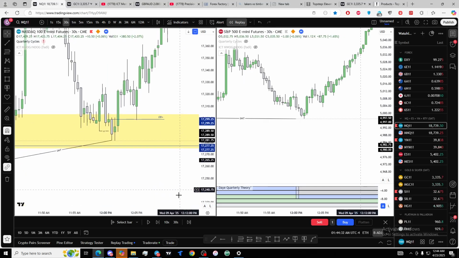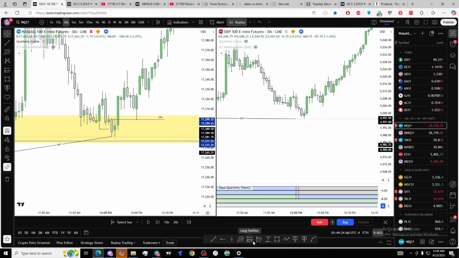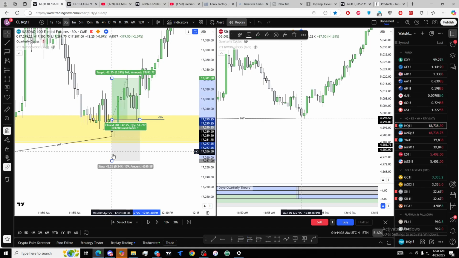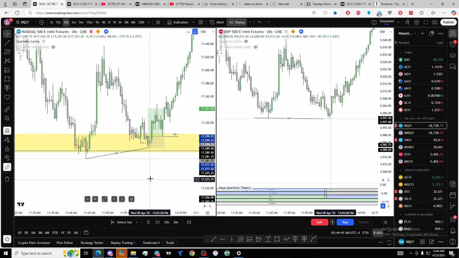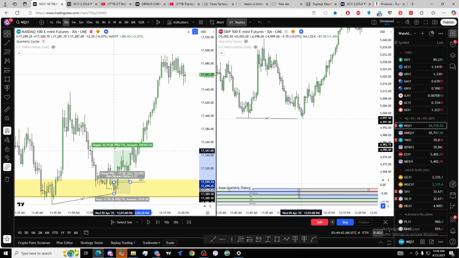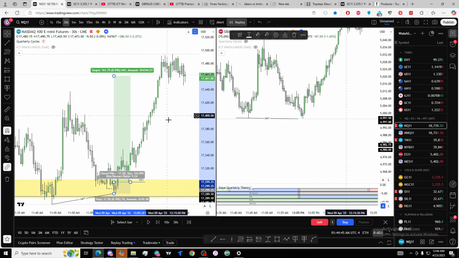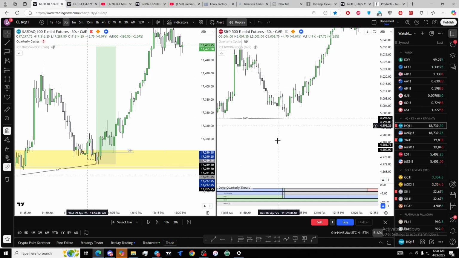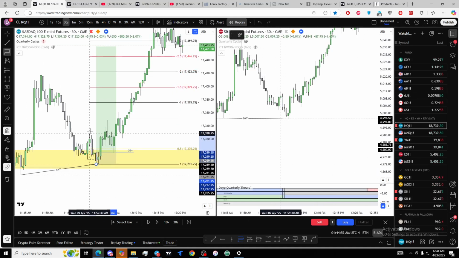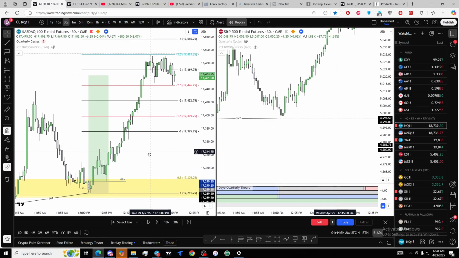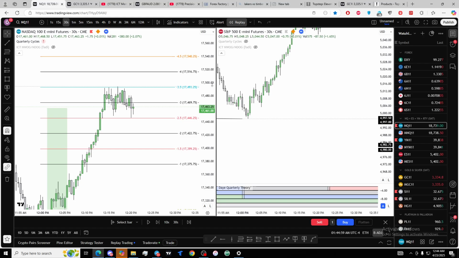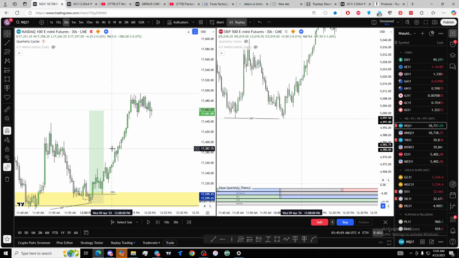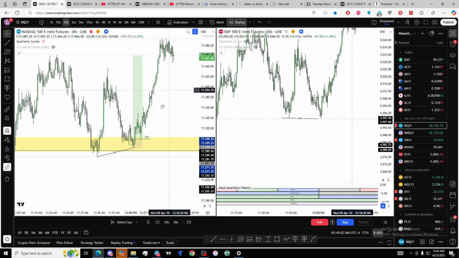Very precise. Enter right here at the opening of the candle, put my stop above the SMT, and aim for a 1, 2, whatever I want to target. If I want to use the standard deviation, I put it from the manipulation leg to the high. I can aim for the -2, the 3, or whatever I want, or aim for the original TP as my first entry.